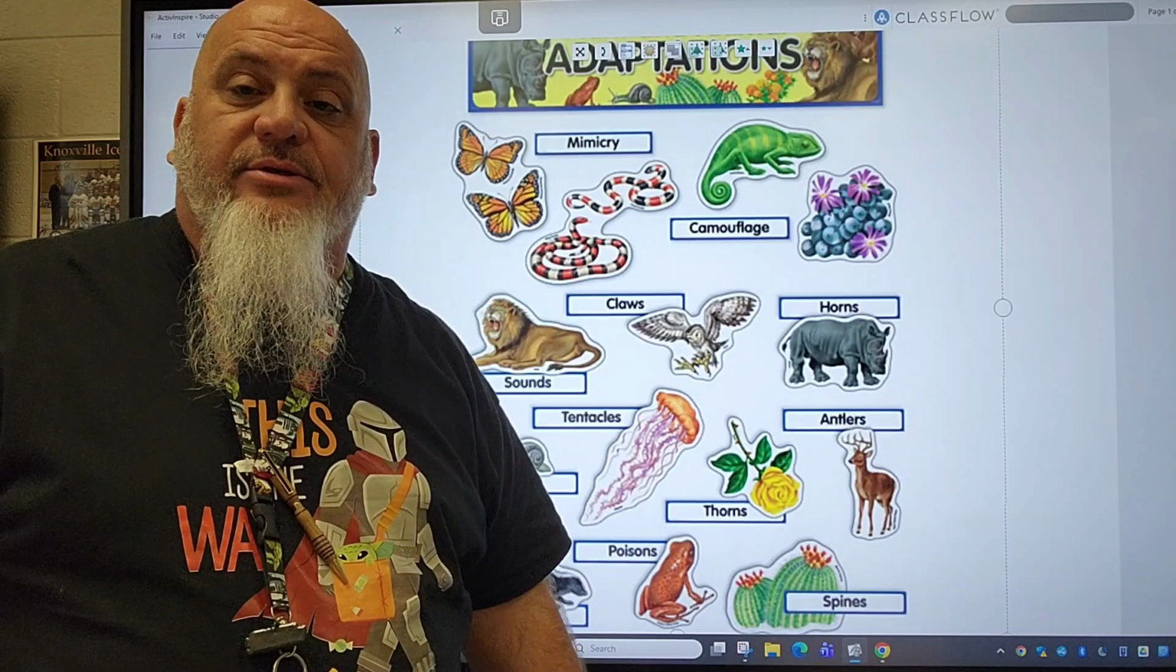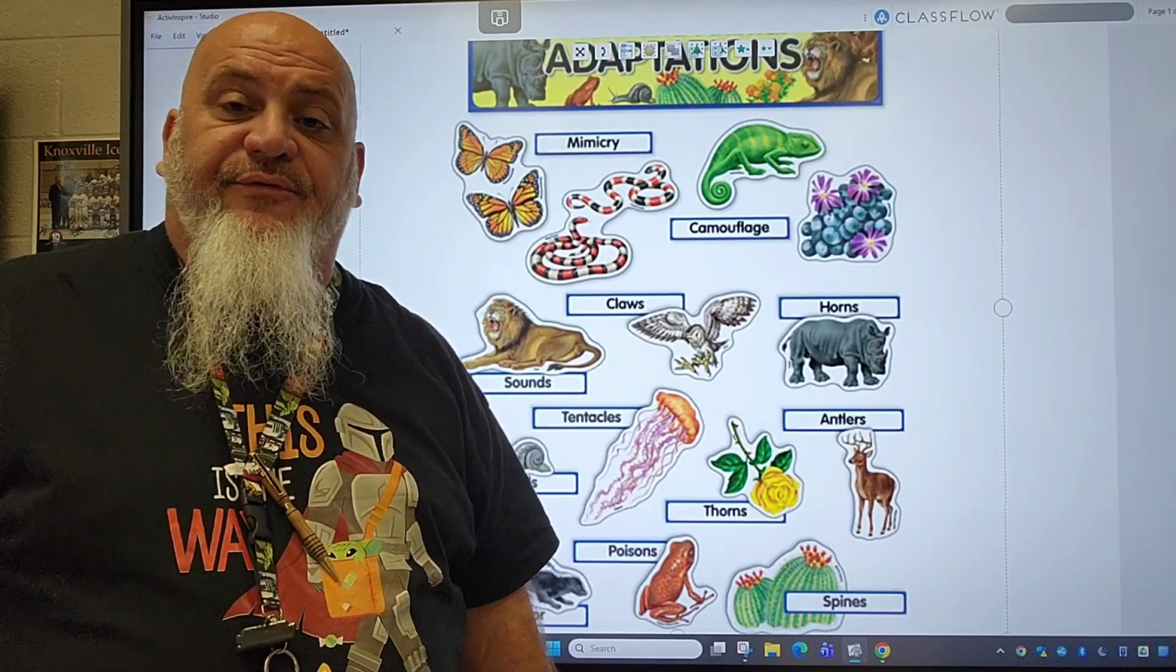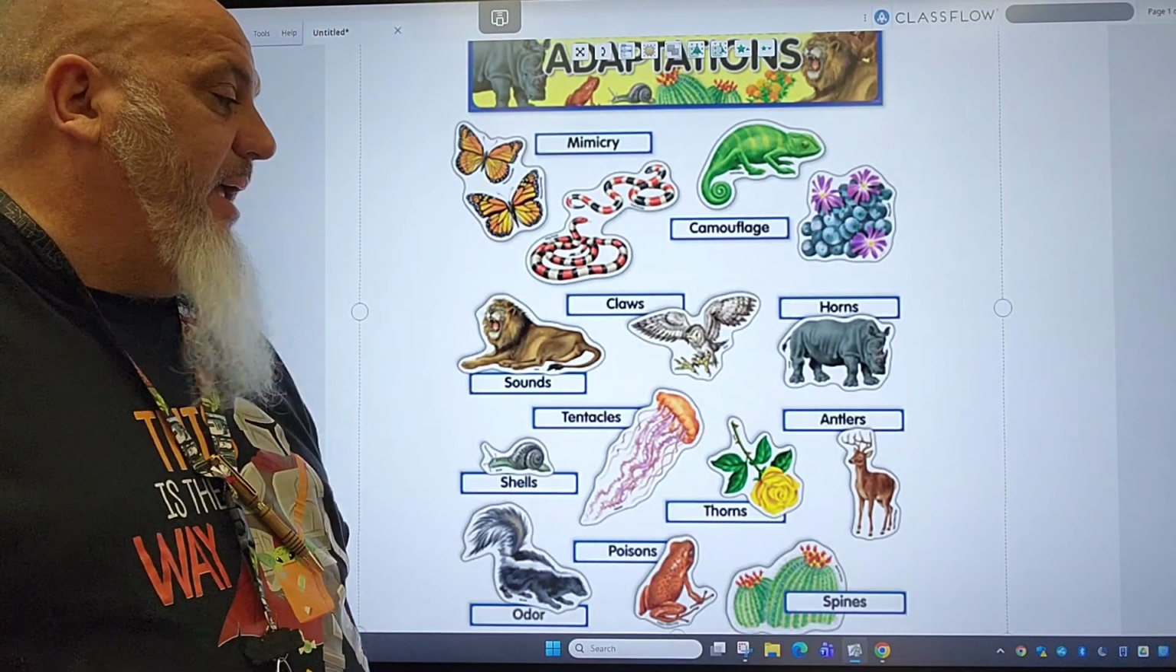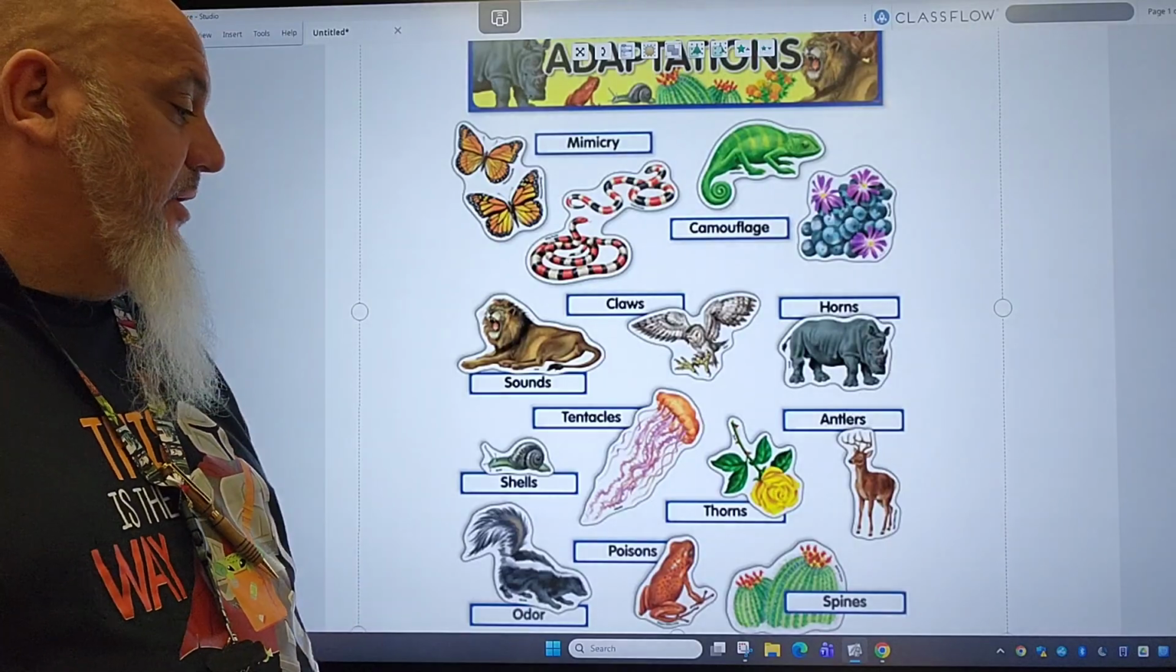Look at me, I'm mimicking Miss Valentine. We talked about how horns and antlers are used by animals to defend themselves or to fight for a mate or to fight for territory.